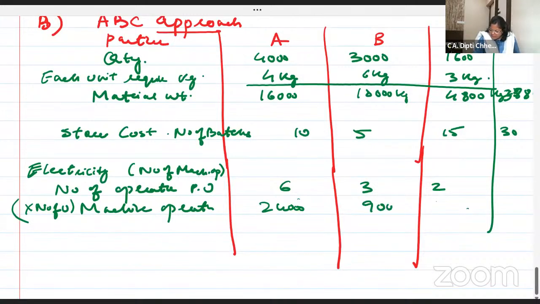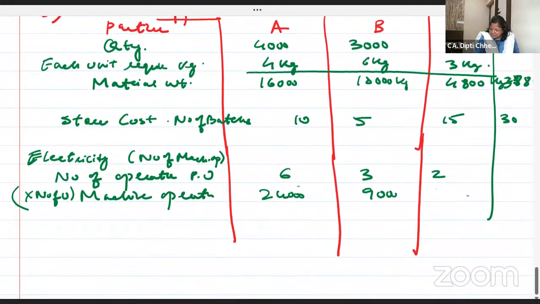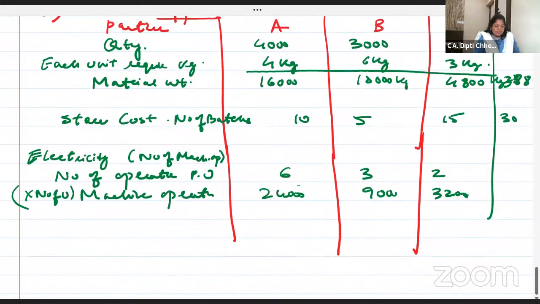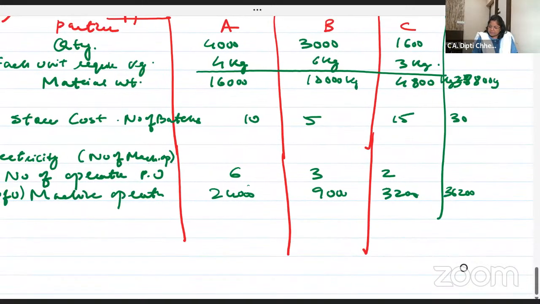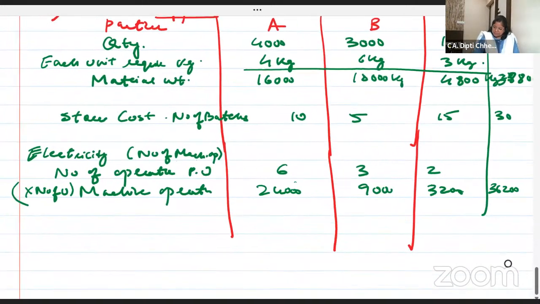24,000, 9,000 and 3,200. Total is how much? 24,000 plus 9,000 and 3,200, 36,200 machine hours. Machine operators total.